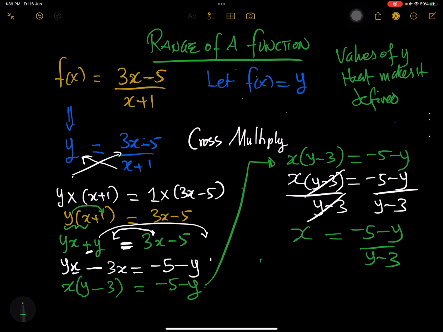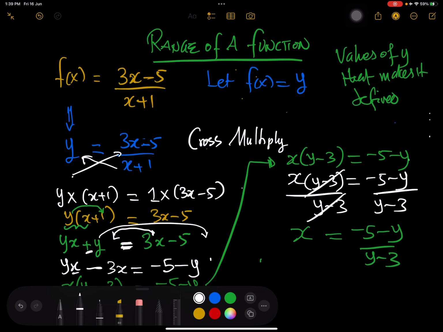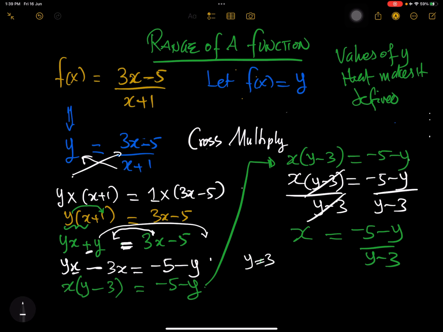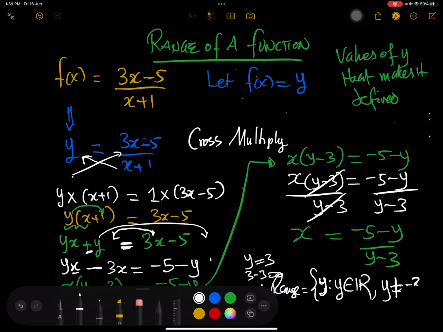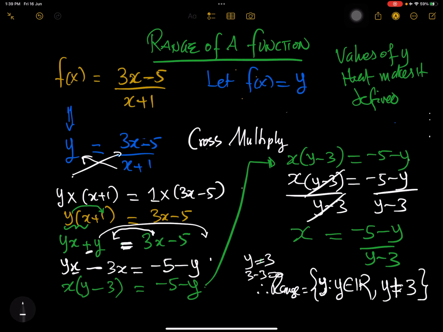And in this case, if you look at it carefully, if y is equal to 3, our denominator is going to be 3 minus 3, which is 0. We don't want that. Therefore, the range is equal to all y. Don't forget it's all y, not x. All y, such that y belongs to all real numbers, except that y cannot be equal to 3, because if y is equal to 3, the denominator will be undefined. So y cannot be equal to 3. And that's where we leave it off here.